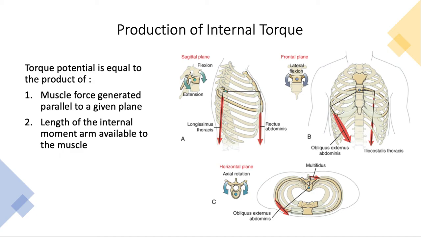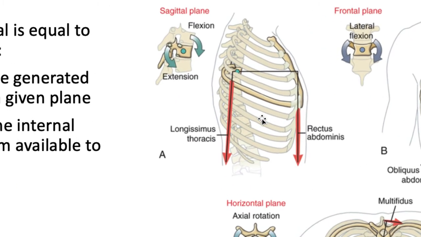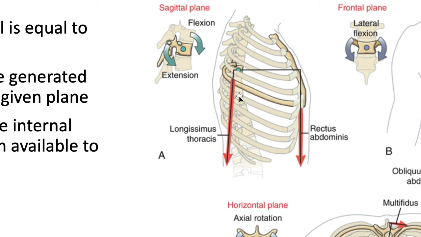Let's remind ourselves about the production of internal torque. Torque potential is equal to the product of muscle force generated parallel to a given plane times the length of the internal moment arm available to the muscle. So let's take a look at some of these examples of the axial muscles and the way they actually move the body. Let's start with flexion and extension.